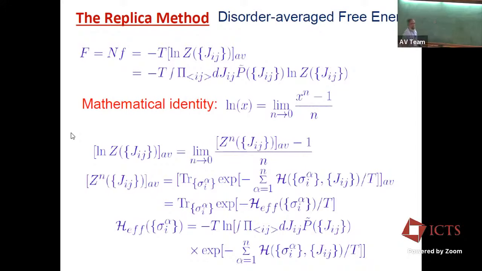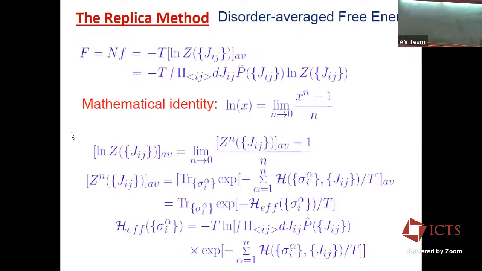So here, what is happening is that this alpha is going from 1 to n. Alpha equals 1 is giving you one factor of Z. Alpha equals 2 is going to be giving you another factor of Z. So if you have n such things, they will have n powers of Z.